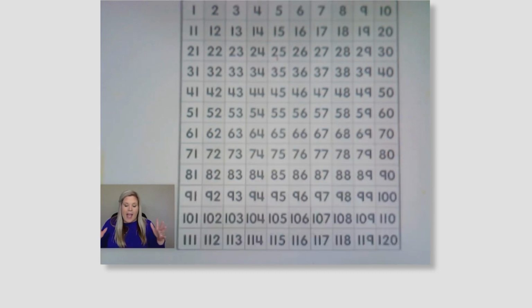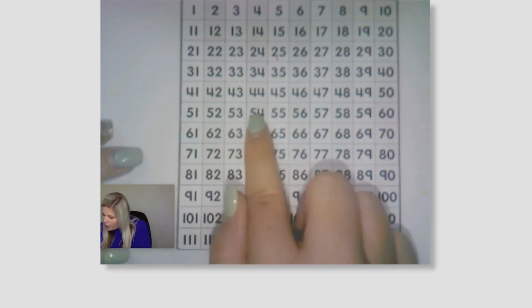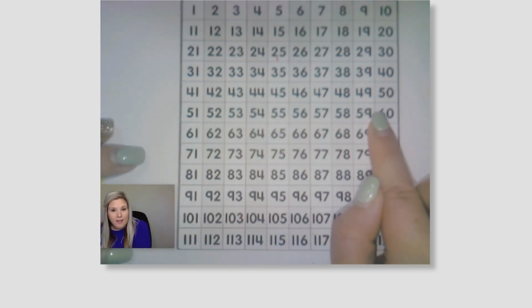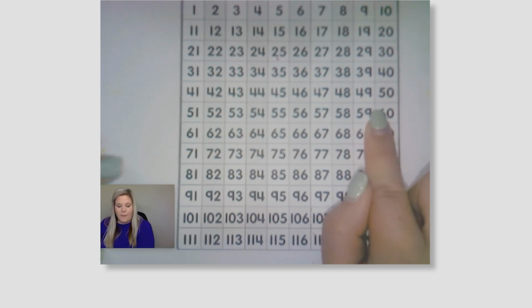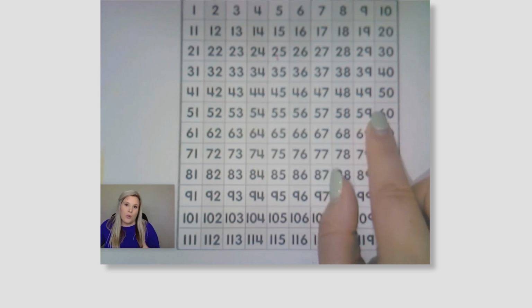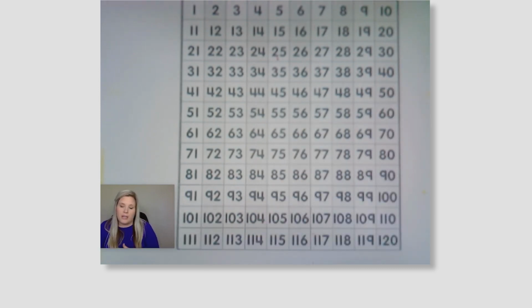Wow. As I count using a 120 chart, did you notice my finger moving across the row? You did, yes. Because when we count by ones on the 120 chart, we move in a horizontal direction, which means that we went across the row. Excellent job. We just found a pattern on the 120 chart when counting by ones.